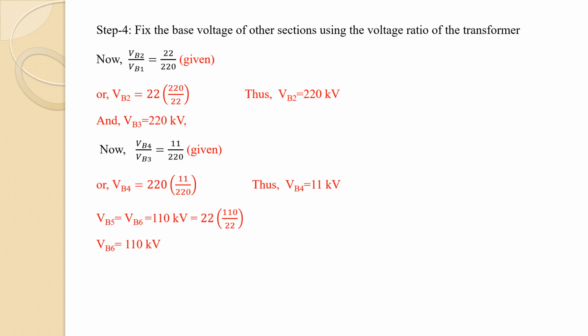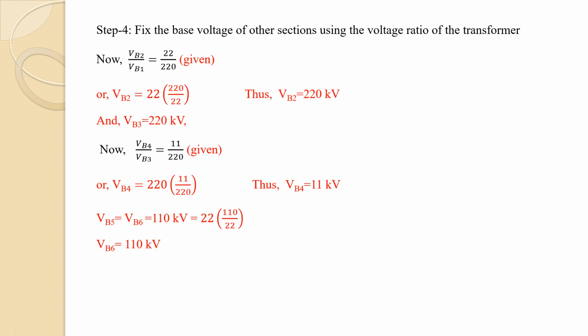That we will do in accordance with the transformer turns ratio. Here we can see that VB2 we need to find. For that we are taking the ratio VB2 by VB1 equal to 22 by 220. This is the ratio which is already given for the transformer T1 in the data. VB1 we have already chosen, so from this we can now calculate VB2. After substituting the value of VB1, we calculate VB2 in accordance with the voltage ratio of the transformer, and this will give us VB2 equal to 220 kV.